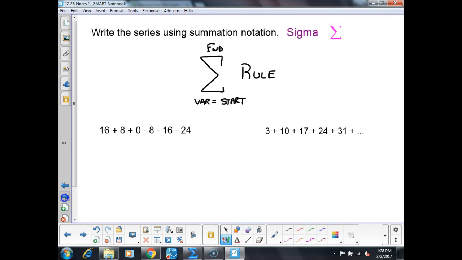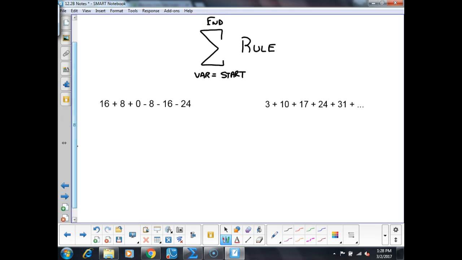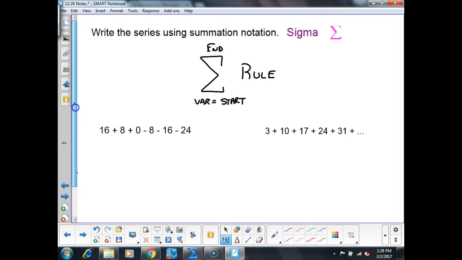Okay, you put the rule behind the funky E, yeah, like a book. So, looking at these two series, sigma notation means you're going to find the sum. If it's written in sigma notation, what I'm really asking for is the sum. Sigma means sum.